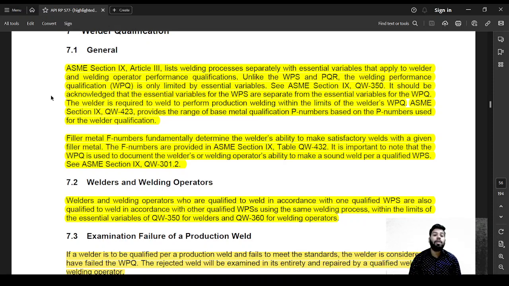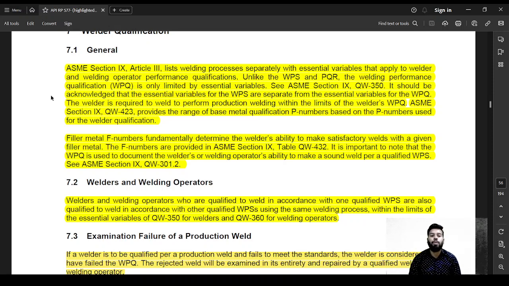It should be acknowledged that the essential variables for the WPS are separate from the essential variables of the WPQ. The welder is required to perform the production welding within the limits of the welder's WPQ. ASME Section 9 QW-423 provides the range of base metal qualification based on the P number used for the welder qualification. Filler metal F numbers fundamentally determine the welder's ability to make satisfactory welds with a given filler metal. The F numbers are provided in ASME Section 9 QW-432.